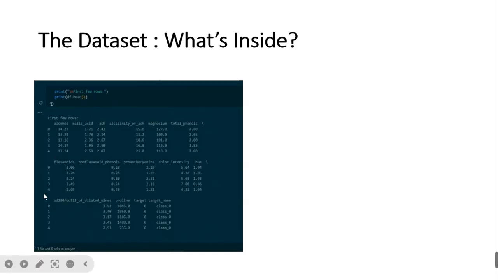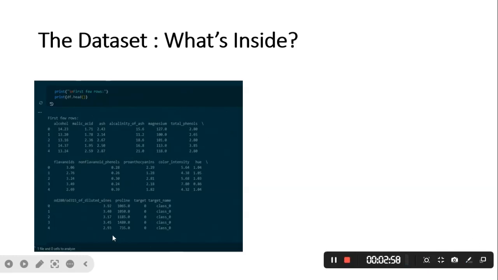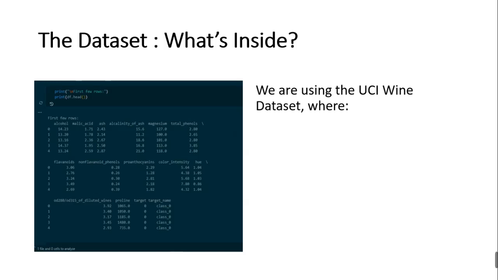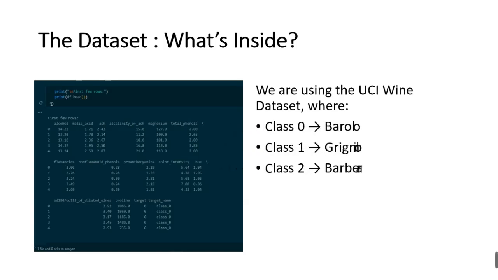This is the image of the dataset, which shows the first 5 rows. We are using the UCI Wine Dataset where class 0 is the Barolo grape, class 1 describes the Grignolino grape, and class 2 is the Barbera grape. This dataset was actually created in 1991.